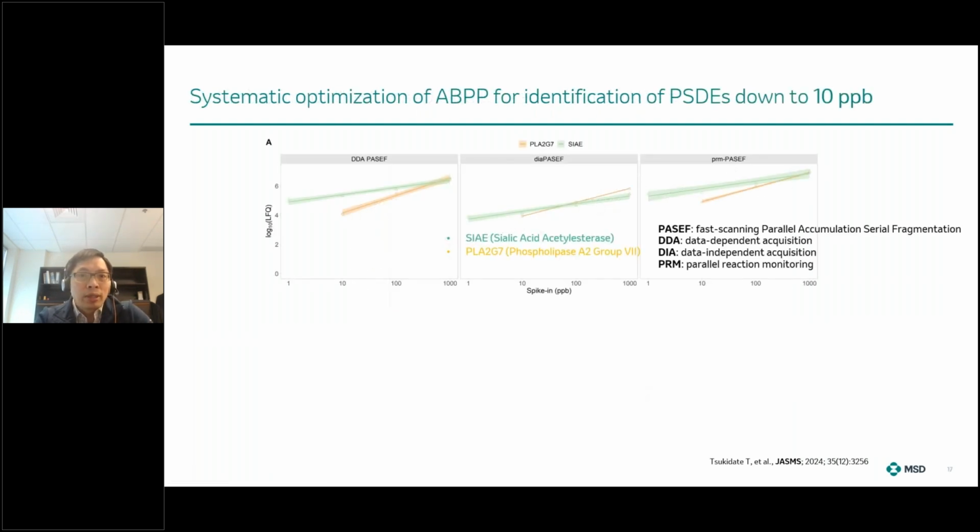We also evaluated different mass spec acquisitions, including TDA PASEF, DIA PASEF, and PRM PASEF. Using two spiked enzymes, PLA2G7 and SIAE, we found the optimized ABPP workflow can identify those enzymes down to the 10 ppb level. For certain enzymes, such as SIAE, we can also confidently identify them at the 1 ppb level. This is the lowest that has been reported so far in the literature.